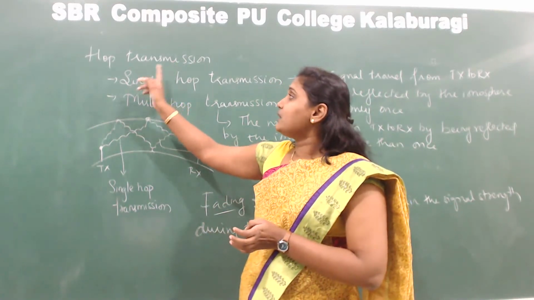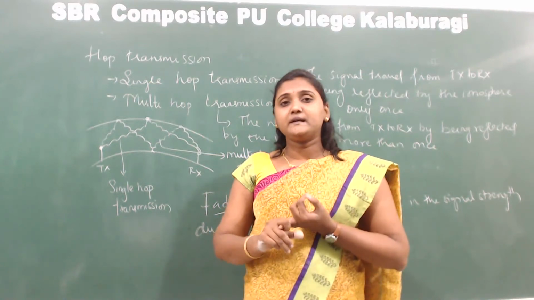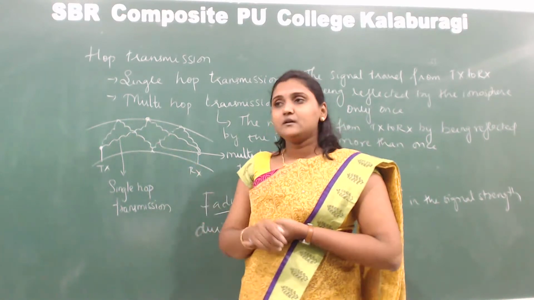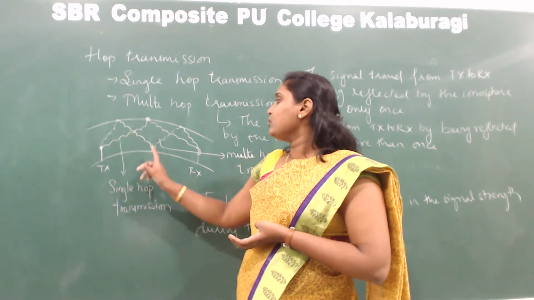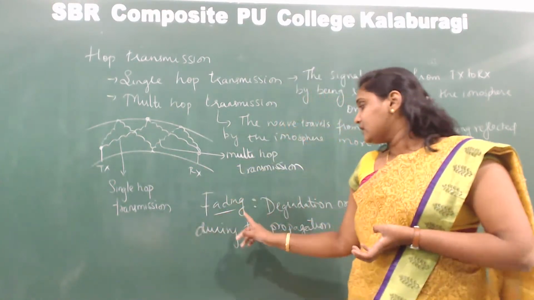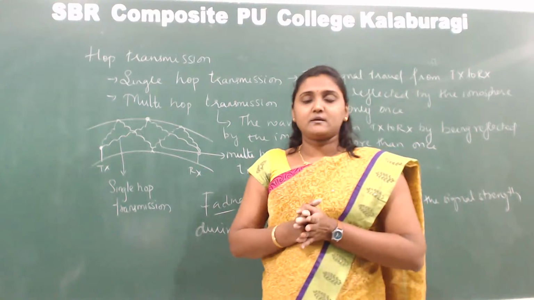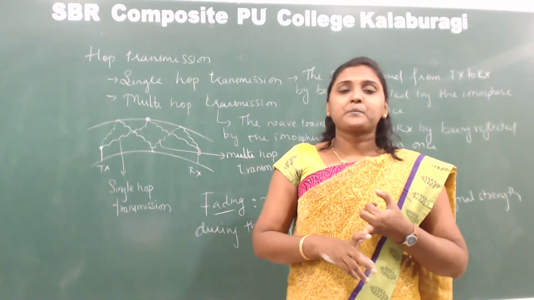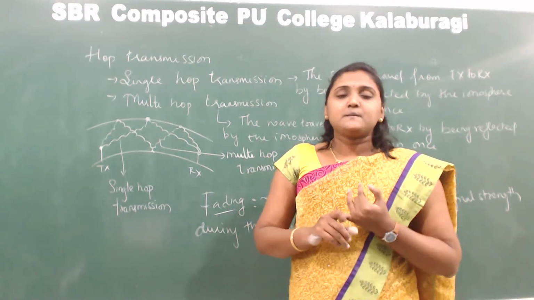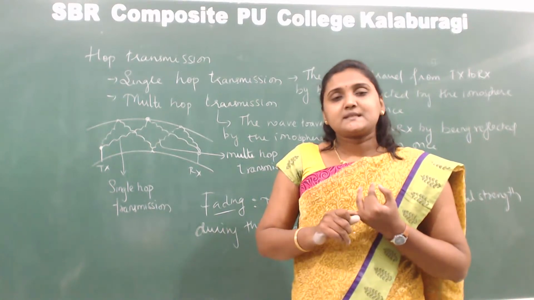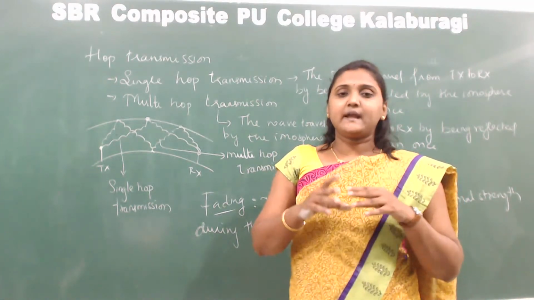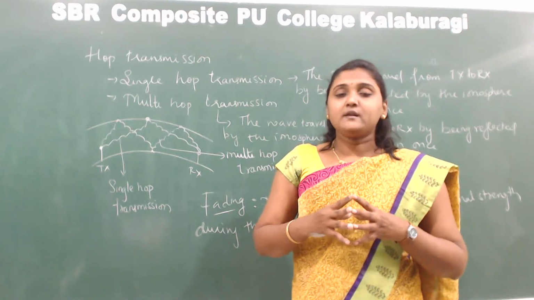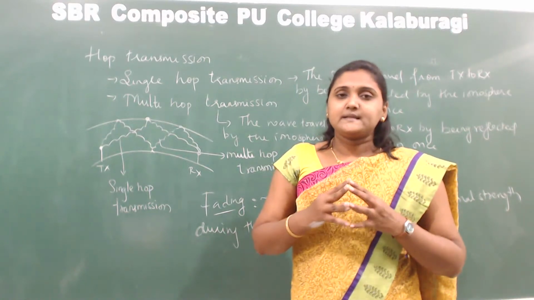In that also we studied hop transmission, where we have studied single hop and multiple hop transmission. Single hop transmission, the signal is reflected only once by the ionosphere. Reflected more than once, multiple hop transmission. Fading, degradation or decrease in the signal strength during the propagation. Apart from that, we have seen skip zone, skip distance, critical angle, critical frequency. Skip distance is the maximum distance between the transmitting antenna and the first receiving antenna, whereas a skip zone is the region where there are no radio waves present at all.